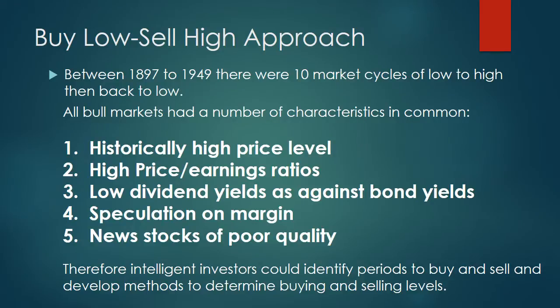He said that between 1897 and 1949, there were 10 market cycles of low to high and then back to low. And all of the bull markets had a number of characteristics in common, and he stated five of them. The first one is a historically high price level, a high PE ratio, a low dividend yield against bond yields, speculation on the margin will be high, and new stocks of poor quality will be coming out. Usually, these were the characteristics of a very high bull market.